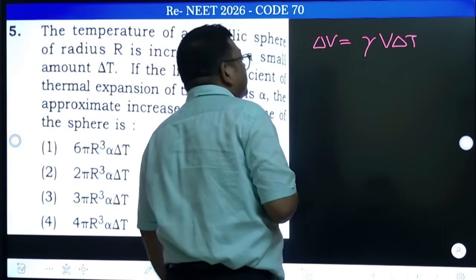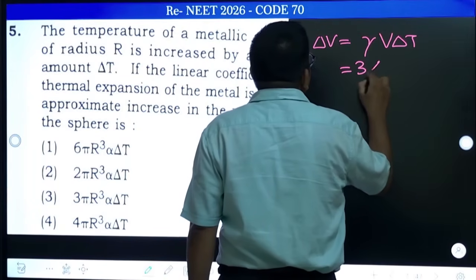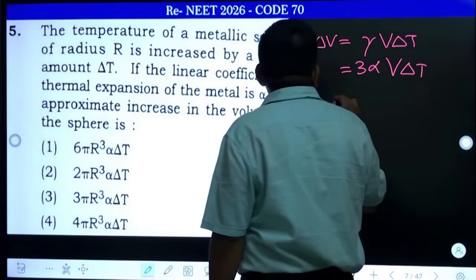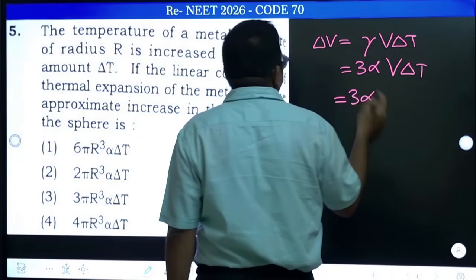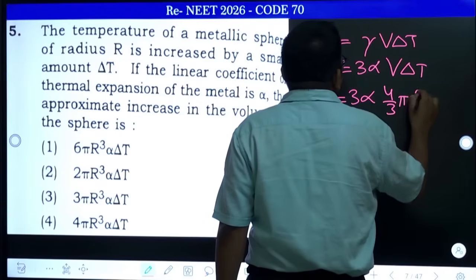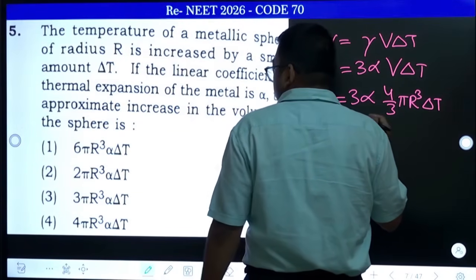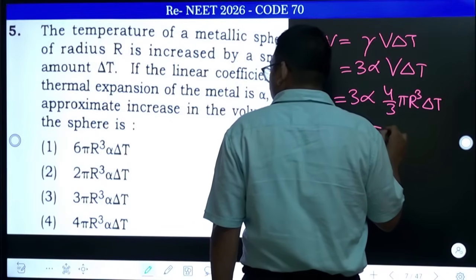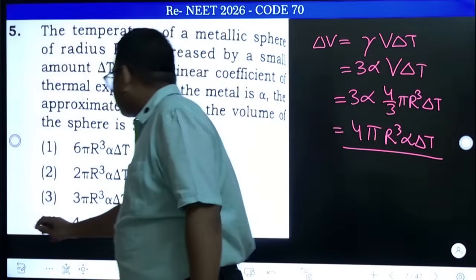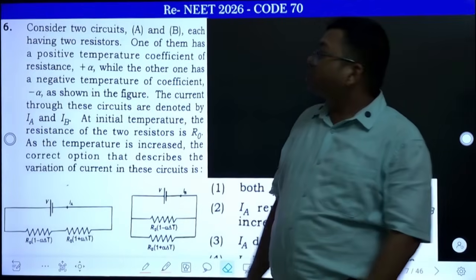We can apply this, right? But they have given it in terms of alpha, so gamma is 3 alpha. Let us put that. 3 alpha, volume of the sphere is 4 by 3 pi r cube, into delta T. So it will become 4 pi r cube alpha delta T, right? This is also a direct question, question number 4. Let us move to the next. Okay, let's go to the next question.